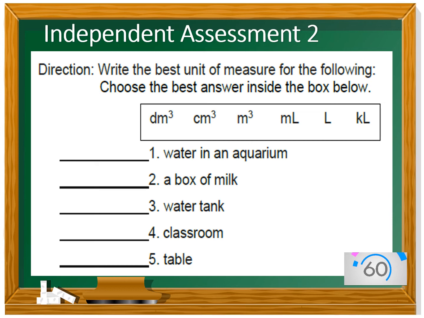Time's up. Number 1. Water in an aquarium. The answer is ml. Next, number 2. A box of milk. The answer is cubic centimeters. 3. Water tank. Liter. 4. Classroom. Cubic meters. And then number 5, last number, table. Okay, very good. Cubic centimeters.